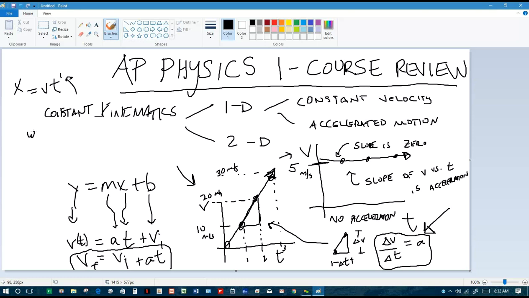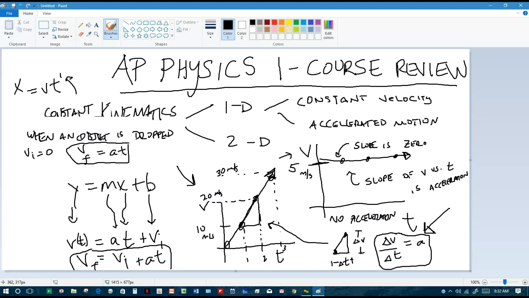So for problems that commonly turn up, an object is dropped, initial velocity is 0, right? When you drop anything, it starts out with no velocity, and therefore the final velocity at any given time is just a times t. Okay. Does that make sense? Most cases, that's what they give.